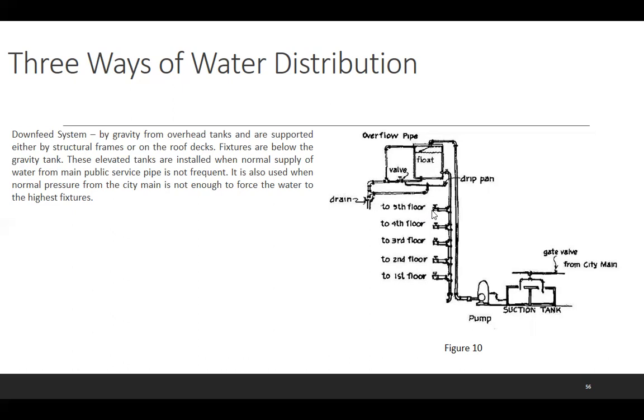So residual pressure, flow pressure. Lalo na kung itong sa fifth floor, andun sa dulo yung outlet. May distansya ka pa, mga 40 meters pa bago mo maabot yung outlet mo. So pag gravity lang, hindi yun aabot. So kailangan mo nang i-pump.